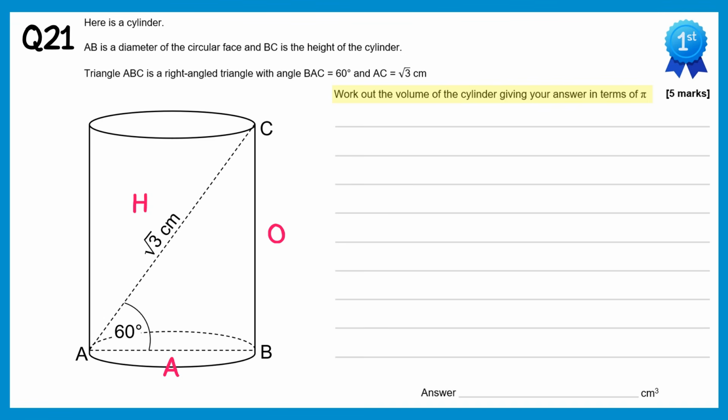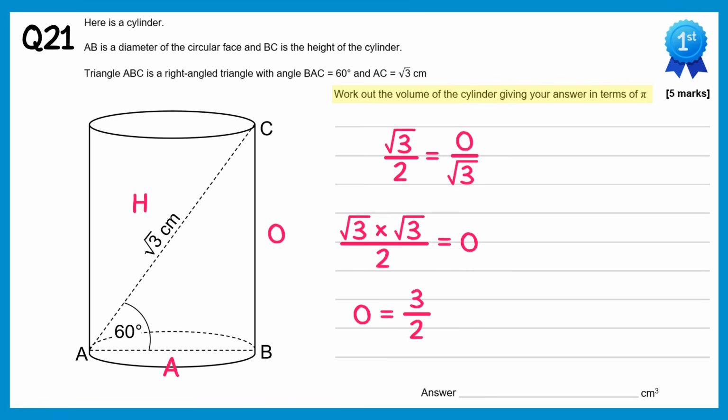So using this information, we can write that sine of 60 must equal the opposite, which we don't know, divided by the hypotenuse, which we know is root 3. Sine of 60 is just equal to square root 3 over 2, so let's change that. And then to find O, we'd multiply both sides by square root 3. So we'd get square root 3 times square root 3 over 2 equals the opposite. Square root 3 times square root 3 is just 3, so the opposite, which is the height, is equal to 3 over 2.